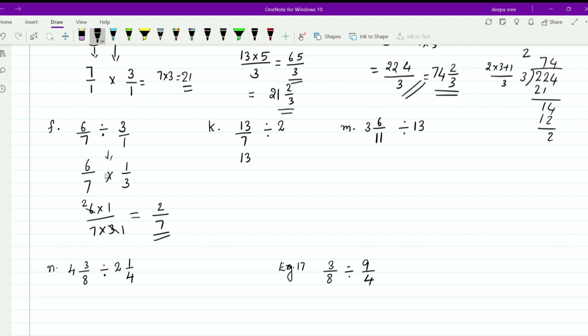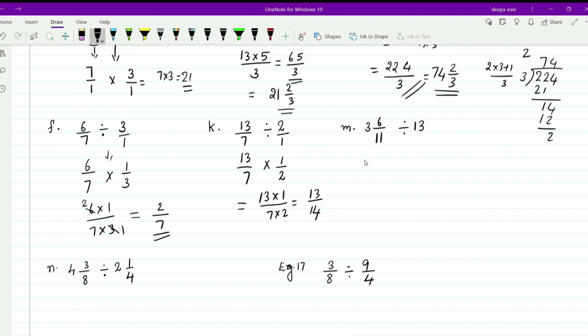Now next question, 13 by 7. The division symbol we can convert into a multiplication symbol. 2 is a whole number, changed into a temporary fraction, and then we can write the reciprocal of that, that is 1 by 2. There are no common factors of numerator and denominator, so we can multiply 13 into 1 divided by 7 into 2, that is 13 by 14.